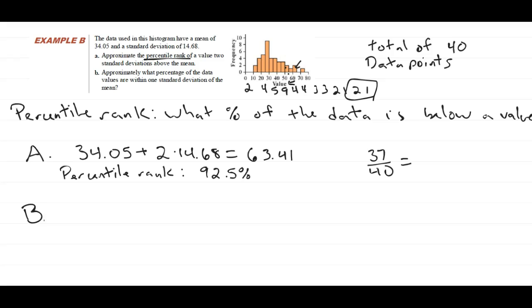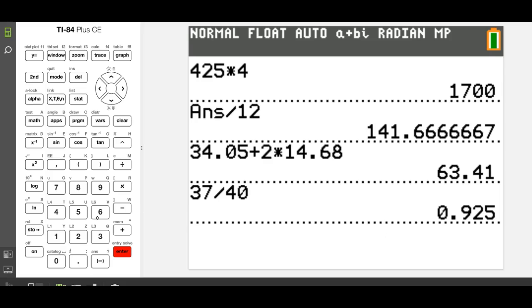All right, and then let's do example B. Approximately what percentage of the data values are within 1 standard deviation of the mean? Okay, so that means within 1, that means it's going to be 1 above or 1 below. So we really want to have it be 34.05 minus 14.68, and we want it to be in between that number and, let's just give it an x, let's put our variable, and 34.05 plus 14.68. All right, so let's just add those together real quick.